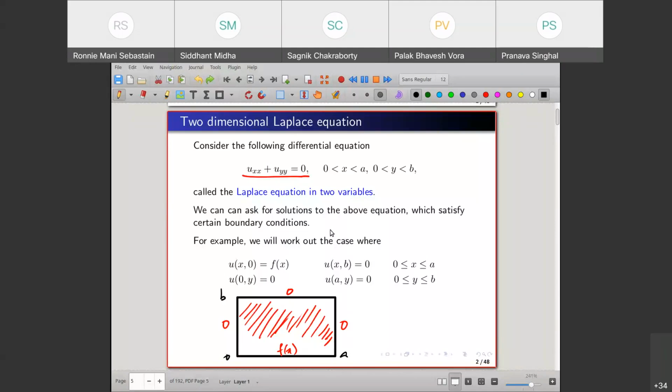Is the condition that f of 0 equals 0 and f of a equals 0 necessary for the derivation that we did right now? I mean, we want this to happen, no? When we combine these two, you would want U of 0 comma 0 to be 0, right? Which is f of 0. So I just put it because of that reason. Okay.